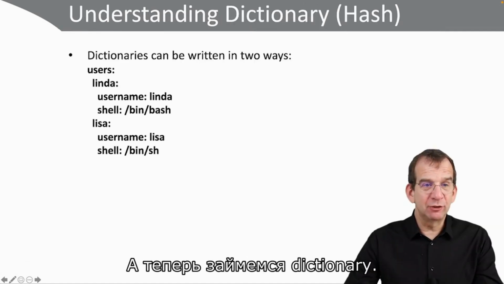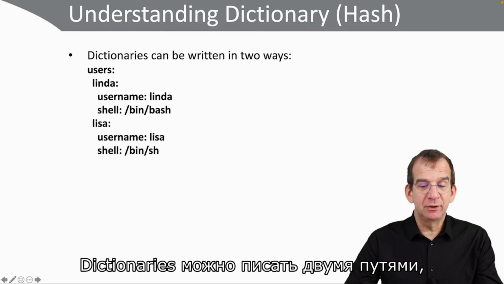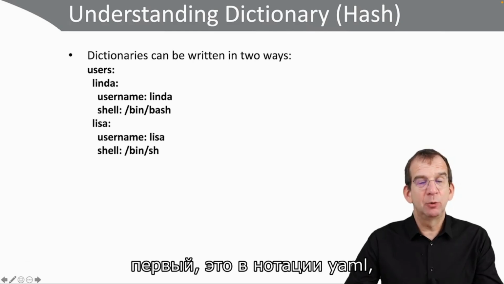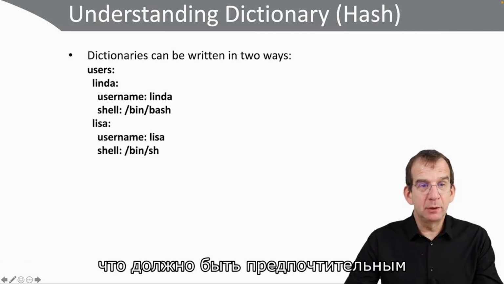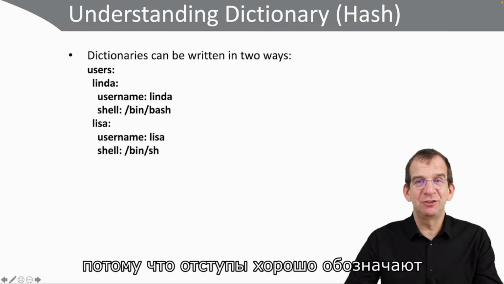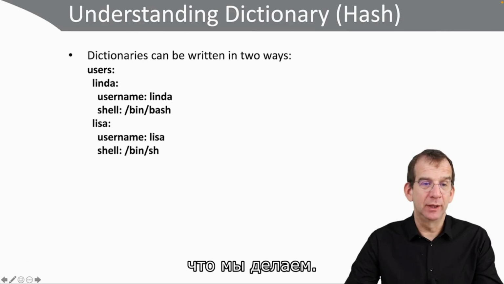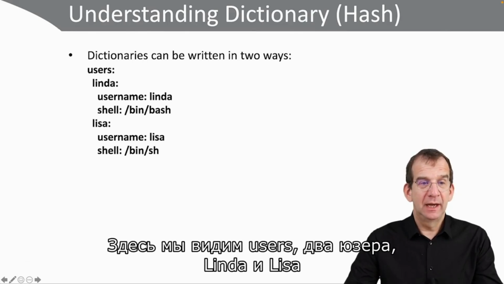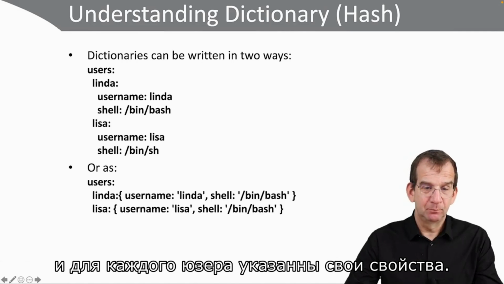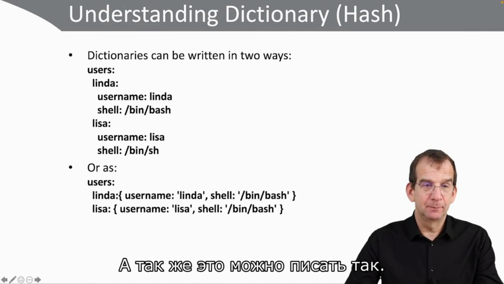Now let's focus on dictionary. Dictionaries can be written in two ways. So you can write them in the YAML notation, which should be the preferred way, because the indentation is nicely indicating what you are doing. So we have users, two users, Linda and Lisa, and every user has their own property. And you can also write it this way.